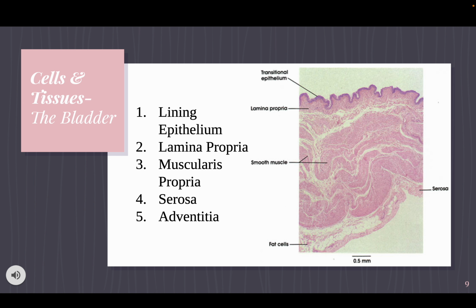Serosa. This is the thin connective tissue layer that covers the bladder dome and is continuous with the peritoneal layer of the abdominal wall. It also contains blood vessels of various sizes. Adventitia. This loose connective tissue layer serves as the bladder's outer layer in areas of the bladder where there is no serosa.